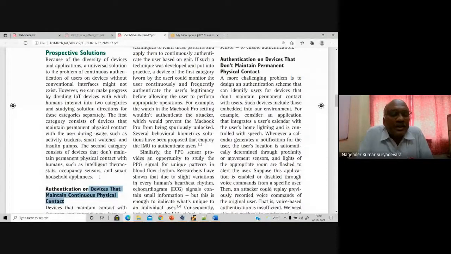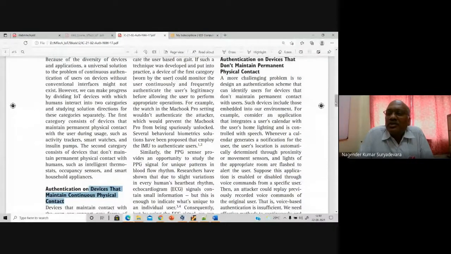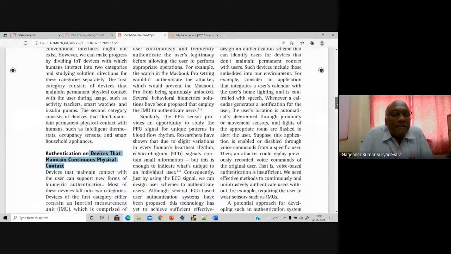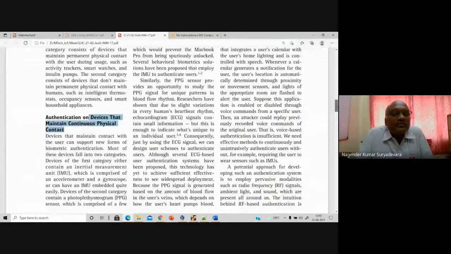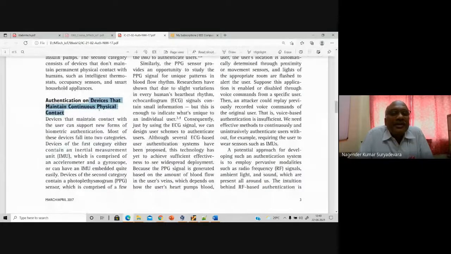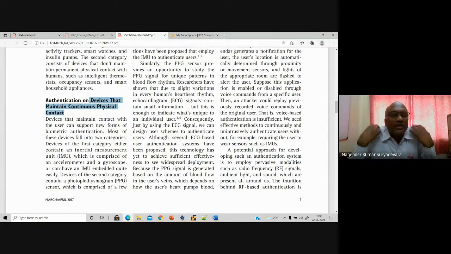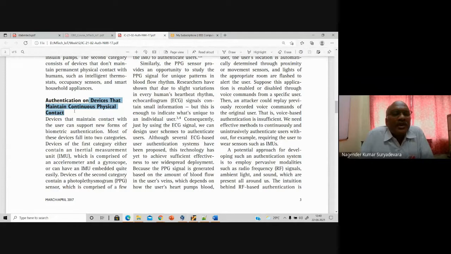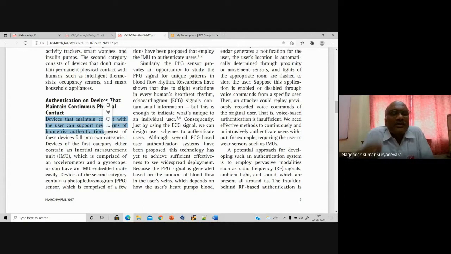Is it possible to have authentication if you are wearing a device, that is, keeping it on your body? It can be on your hand, on your chest, on your head, or on your legs. It is a wearable device. So what this model says is that devices that maintain contact with the user can support new forms of biometric authentication. Since the device is already in contact with the body, your biometric authentication is already taken care of.